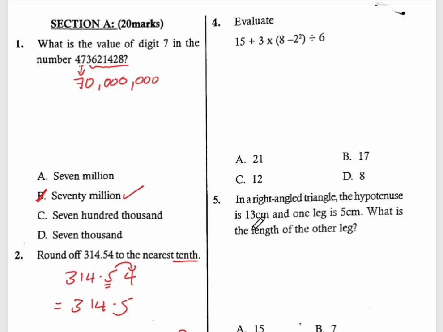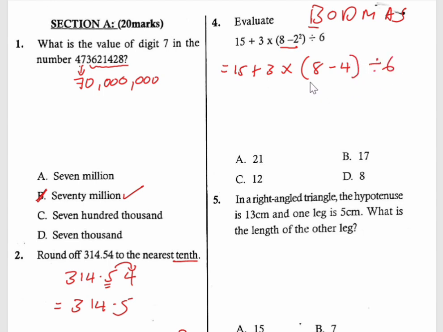Number 4 is asking you to evaluate. So you're going to use BODMAS. You know that BODMAS says we start with the brackets first. We go to of, division, multiplication, addition, and subtraction. So you can see here we have a bracket. I'm going to start with this one. So the number is 15 plus 3 multiplied by, so here we have the bracket, this is 8 minus, so 2 squared is 4, 2 times 2 is 4, then divide by 6.